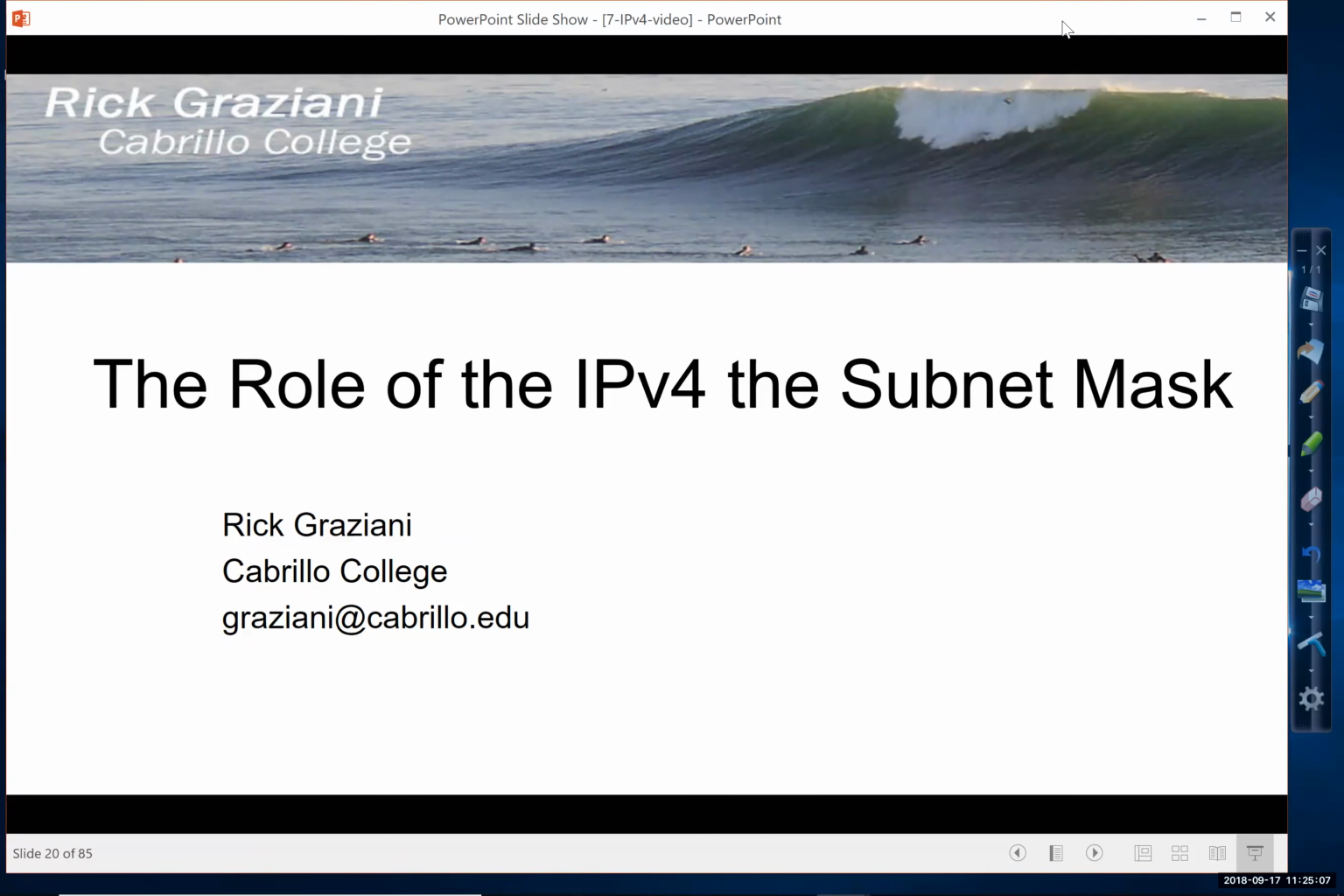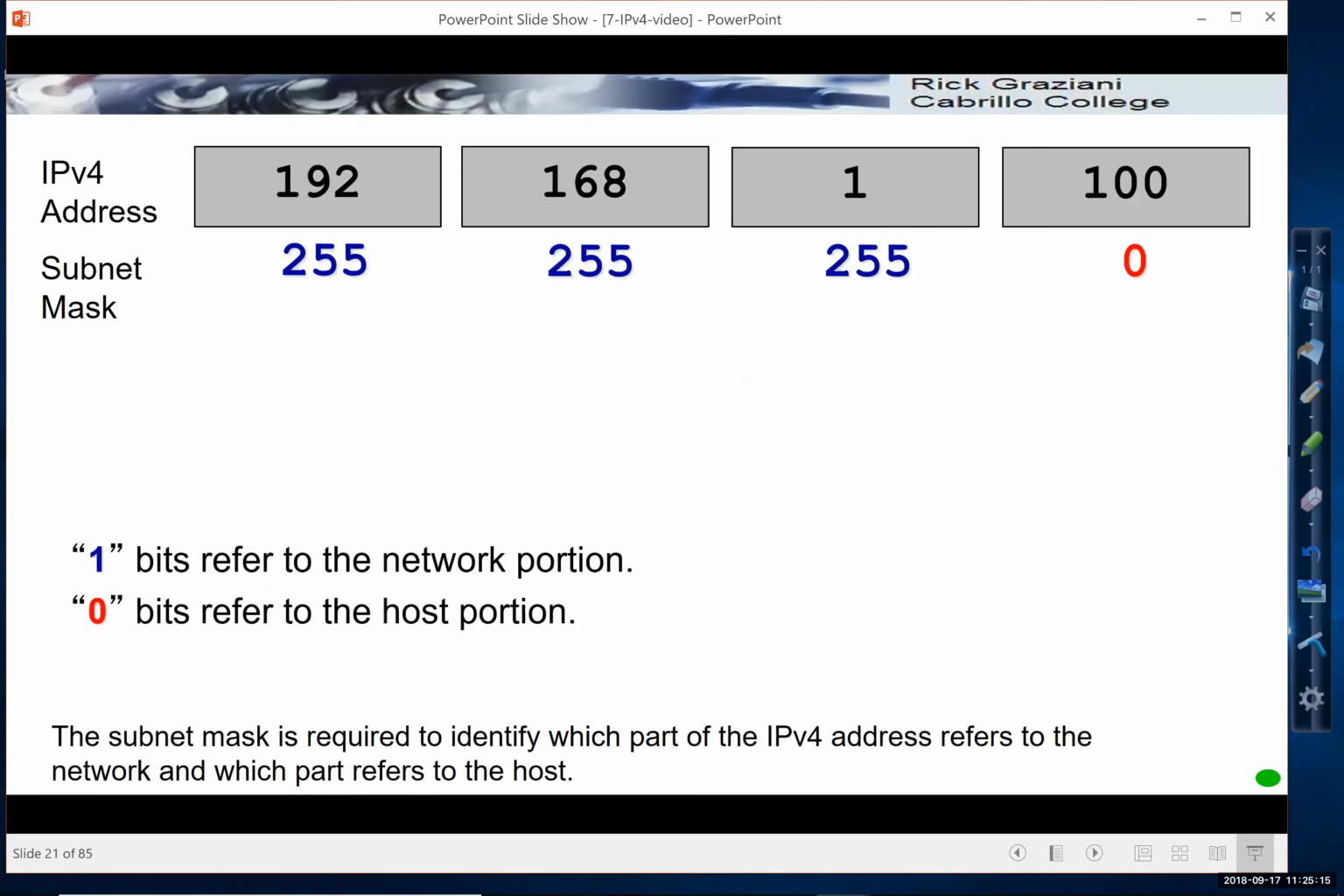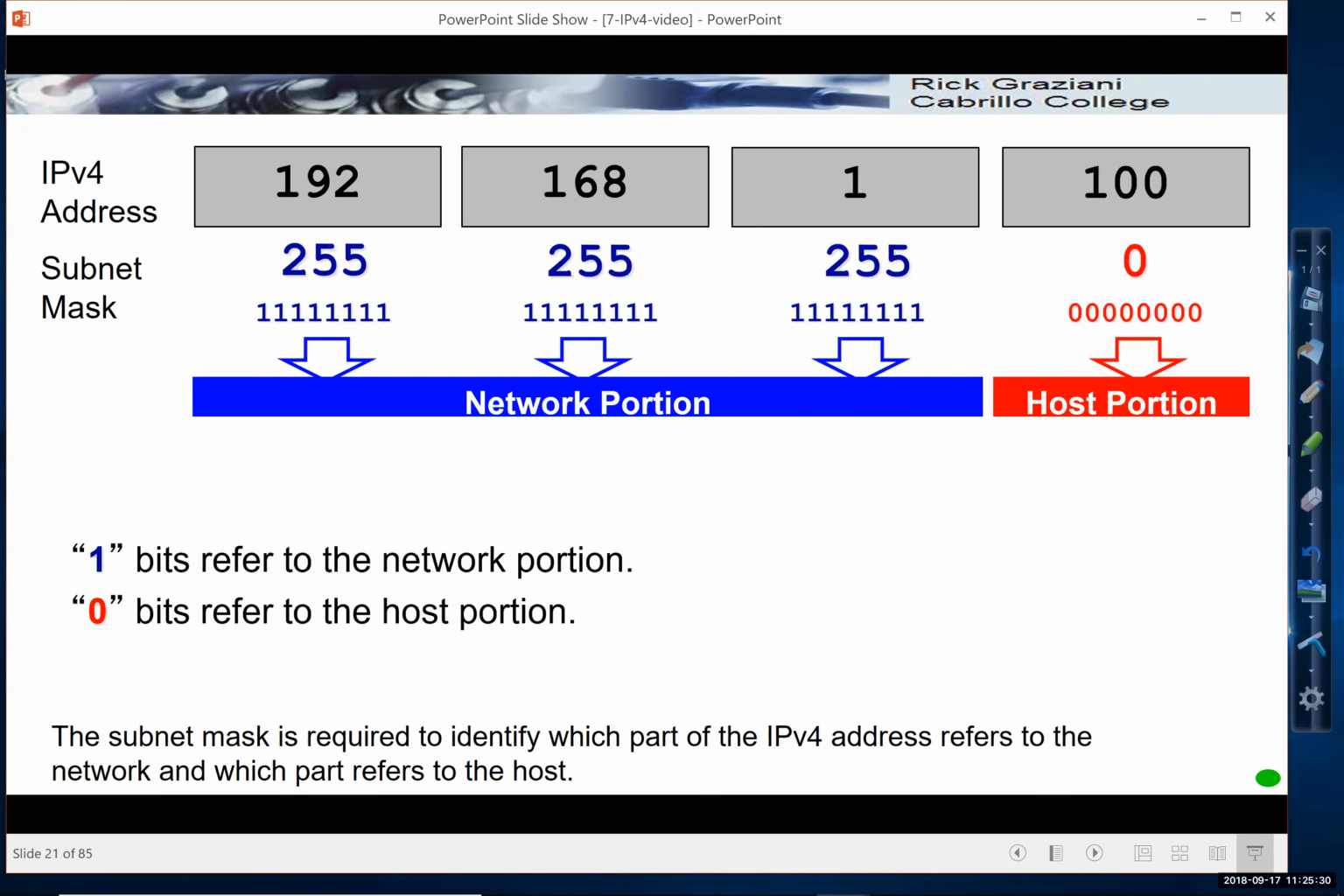Hi, in this video, we're going to look at the role of the IPv4 subnet mask. You'll get to understand the subnet mask in a little bit more detail. So here we have an IPv4 address, 192.168.100, and a subnet mask, 255.255.255.0.